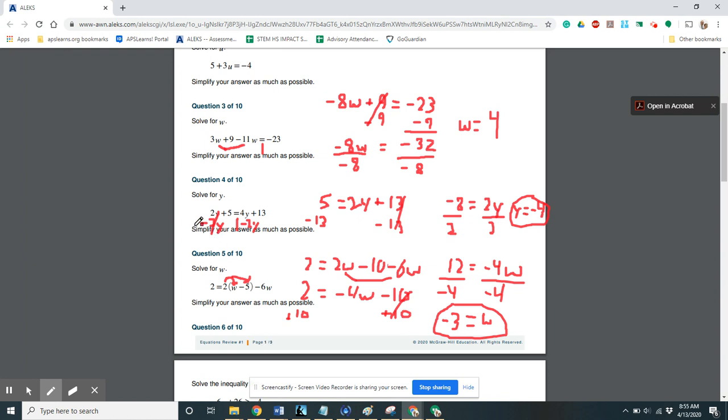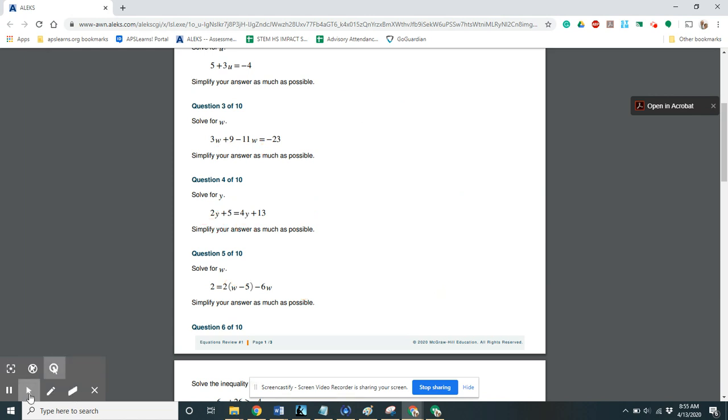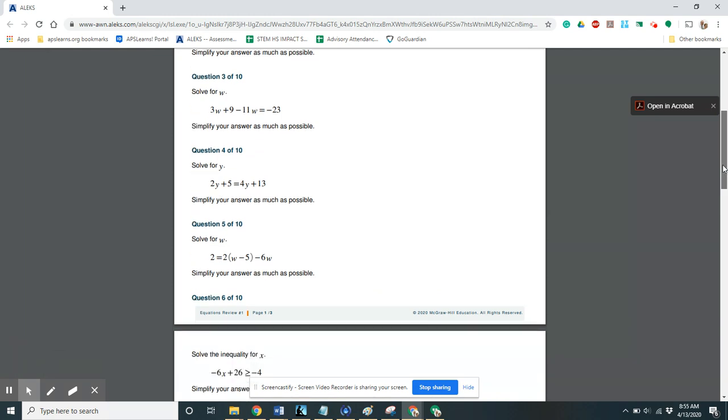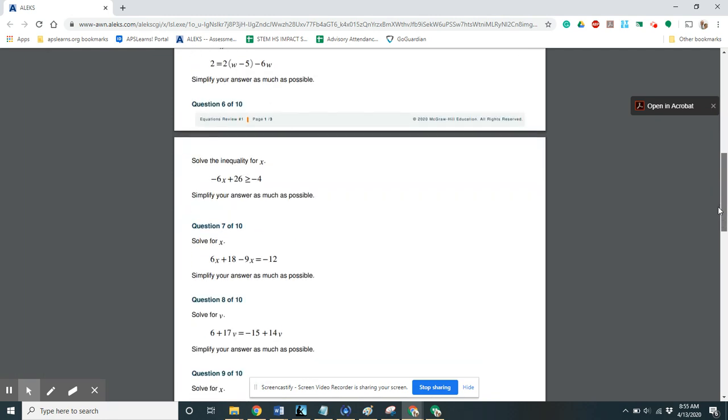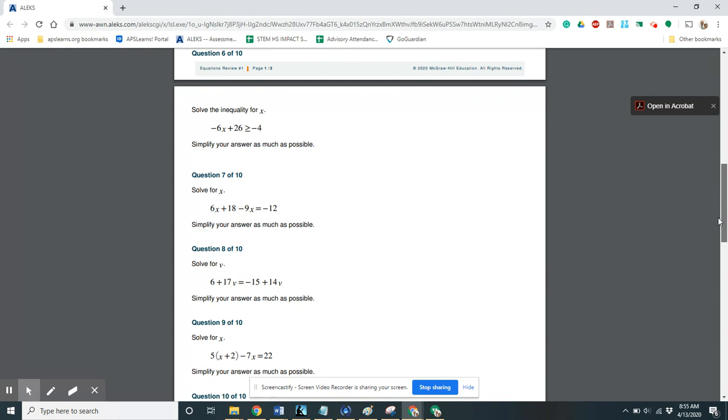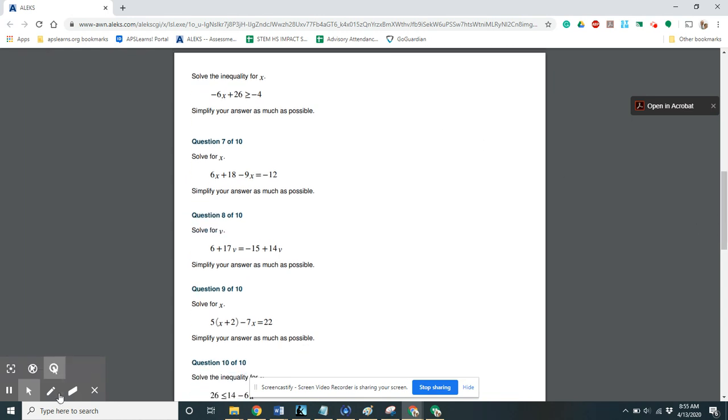All right, and always, if you have questions with any of those, just send me an email or a message. We have one more problem to cover here. That's the inequalities. So looking at question 6 here, we now have an inequality sign here. So it works pretty much the same way. We have to get rid of the 26 and the negative 6, but we have to keep the inequality sign the same unless we're dividing or multiplying by a negative number. Then we flip it. So let's look at how that works.